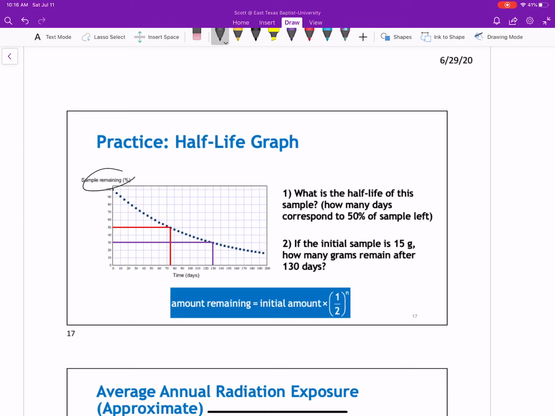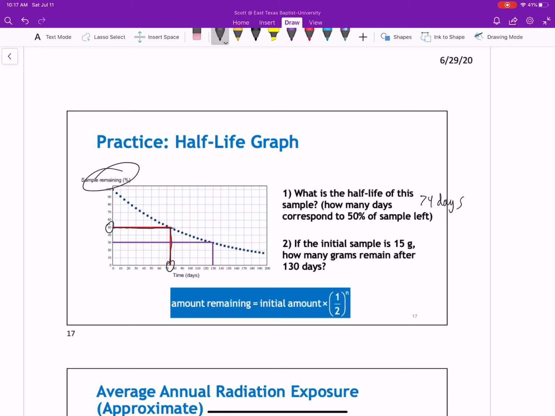So look at the sample remaining. We are at 50 right there. So you just simply draw a line across. And then it tells you right there you're at about 74, 75 days. And then if the initial sample is 15 grams, how many grams remain after 130 days?